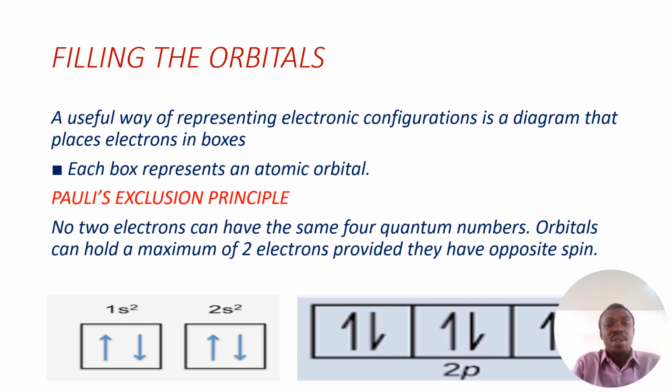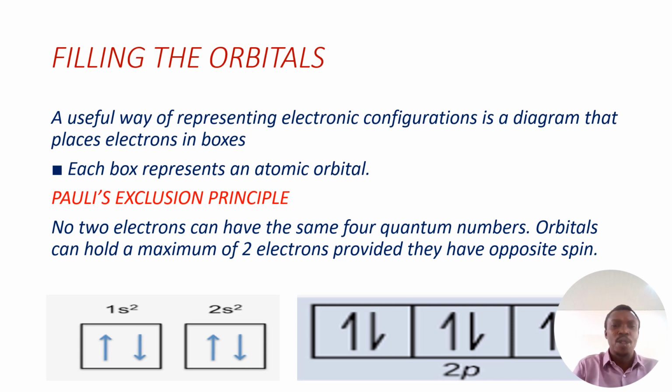So today's lecture is a continuation of our previous lecture on electrons, energy levels, atomic orbitals, electronic configuration. A useful way of representing electronic configuration is a diagram that places electrons in boxes, and each box represents an atomic orbital.